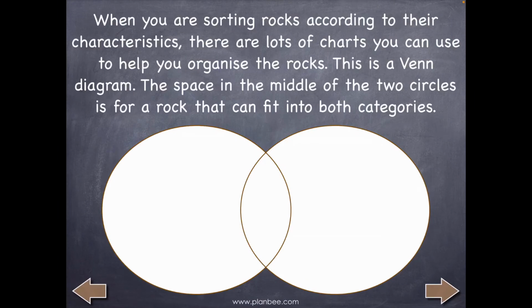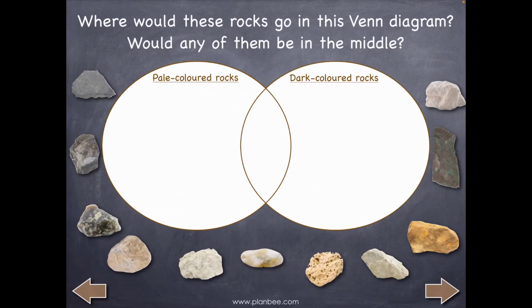When you are sorting rocks according to their characteristics, there are lots of charts you can use to help you organize the rocks. This is a Venn diagram. The space in the middle of the two circles is for a rock that can fit into both categories. So just as an example here of how we can use a Venn diagram to separate rocks into groups, we have pale coloured rocks on the left and dark coloured rocks on the right.